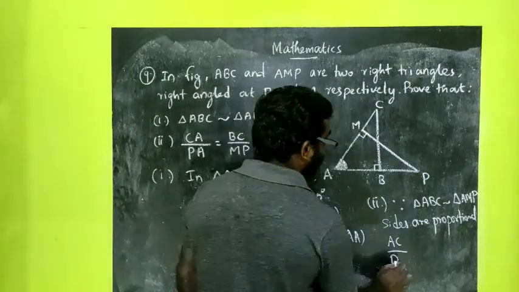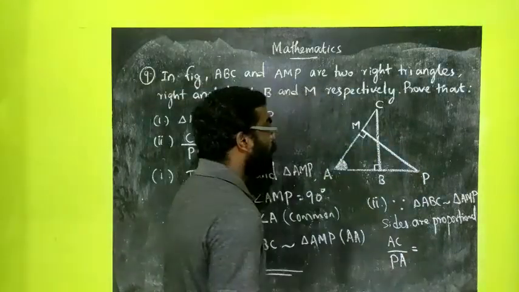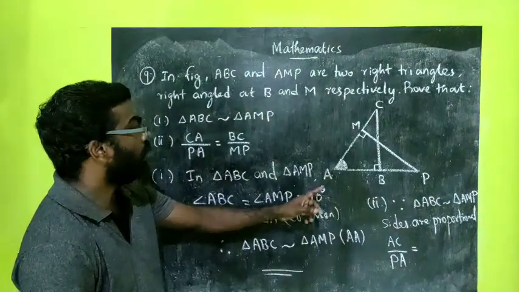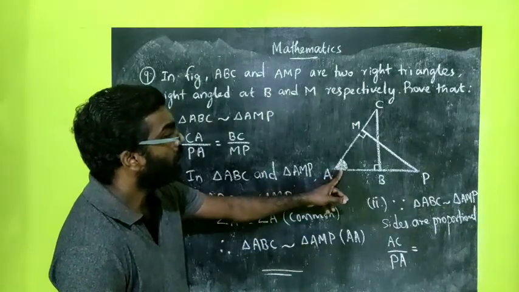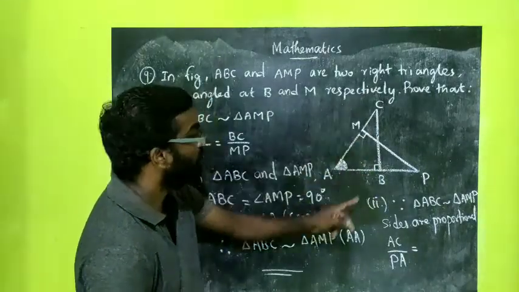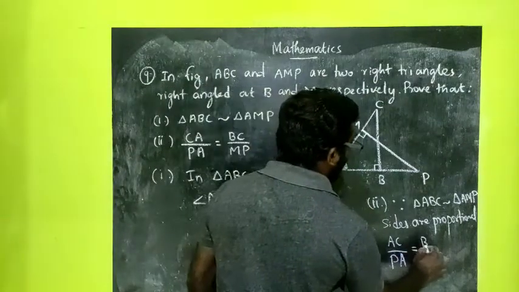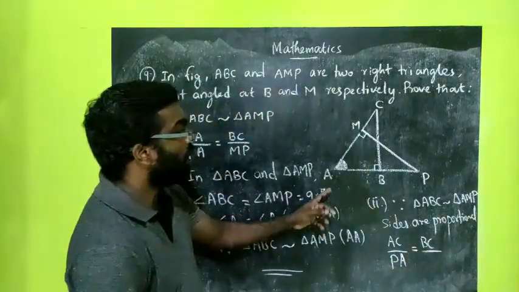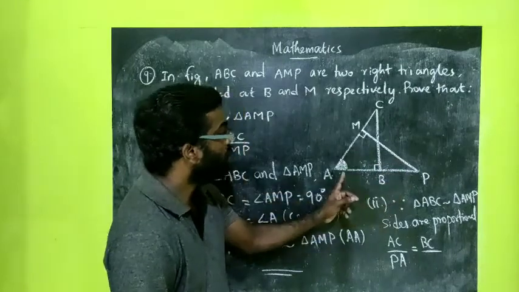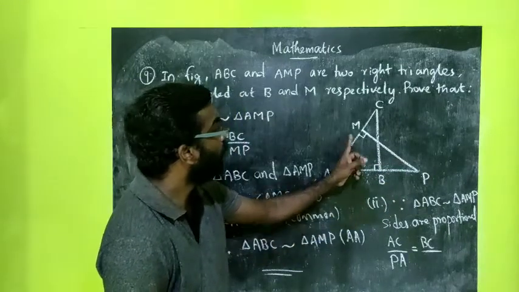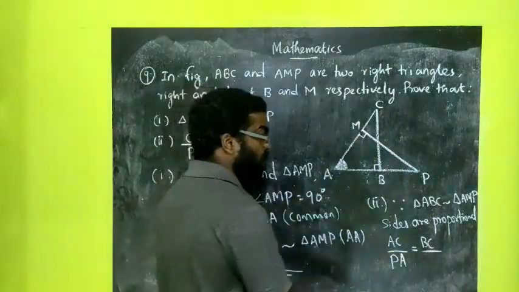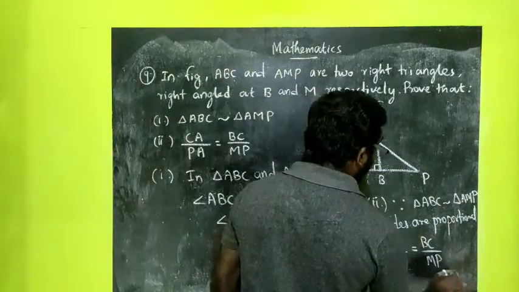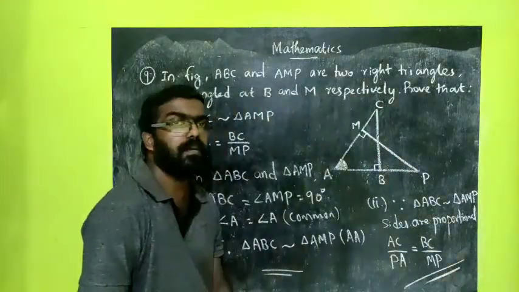So AC by PA is equal to, and we can take the common angle in the first triangle. The opposite side is BC. So BC by, and in the triangle AMP, the side opposite to angle A is MP. Okay, so BC by MP, it's over.